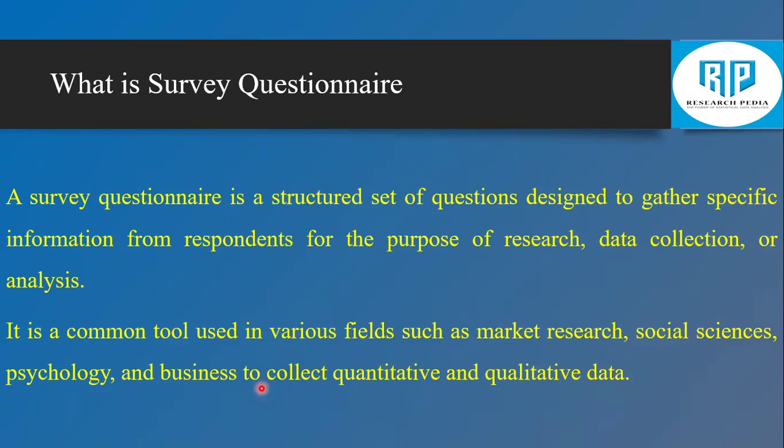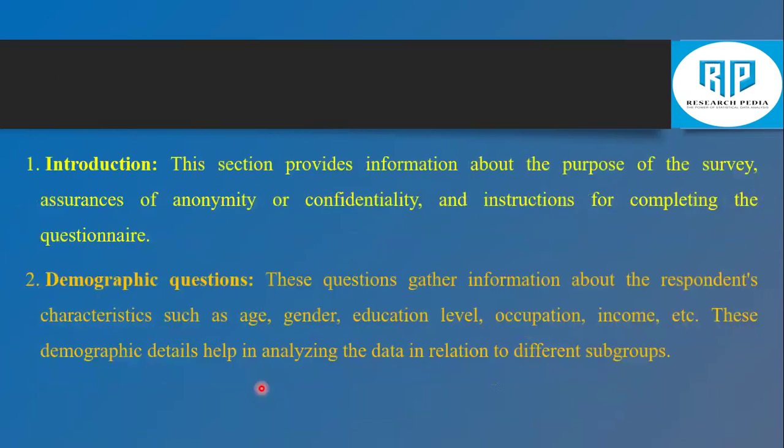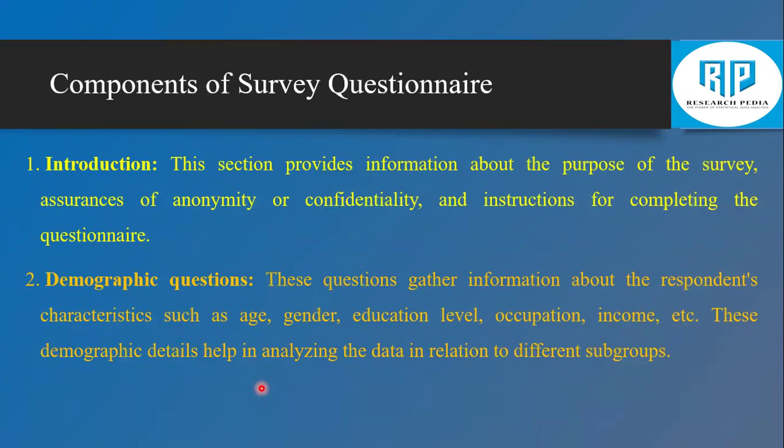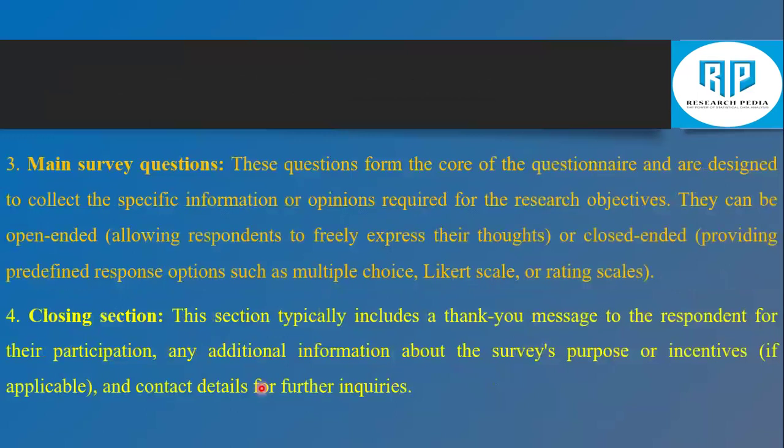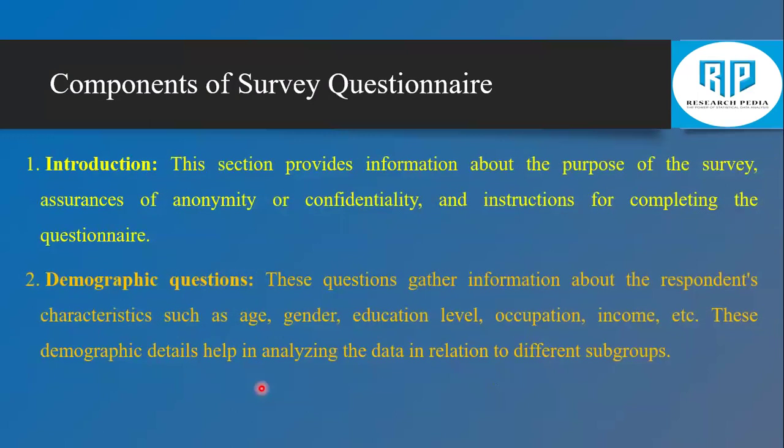So we need to have some information on in what conditions we can use quantitative data collection and in what conditions we need to use qualitative data collection. The components of a survey questionnaire include introduction, demographic section, main survey questions, and closing section. In the introduction section, we need to provide information relevant to the purpose of the survey, why we are conducting this survey, so that the respondent may be aware about the survey and may provide responses accordingly.